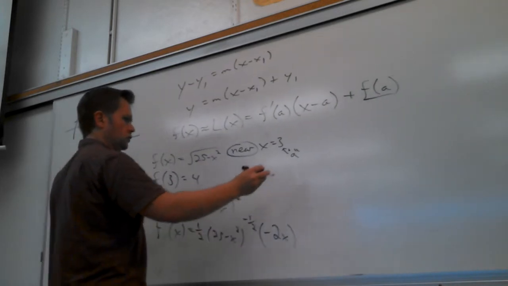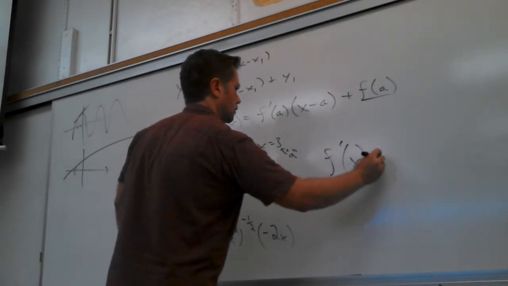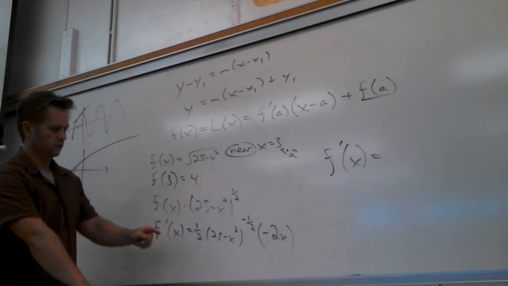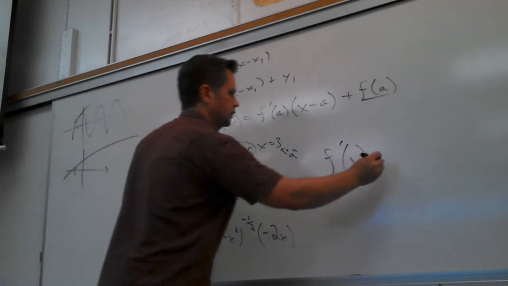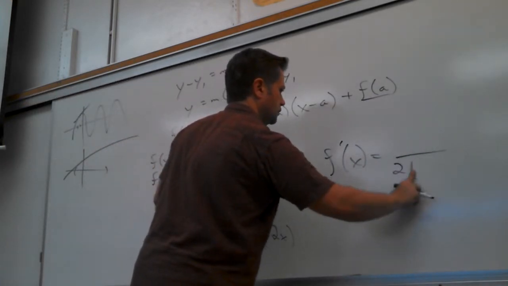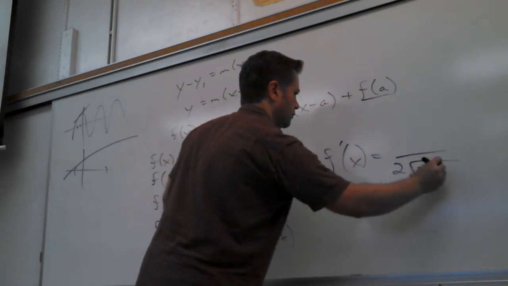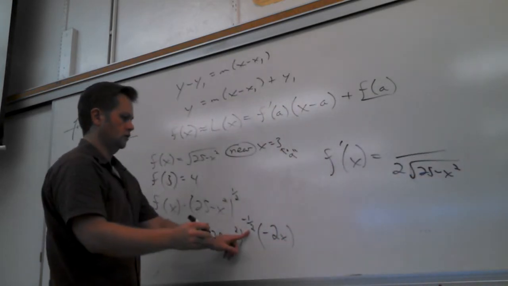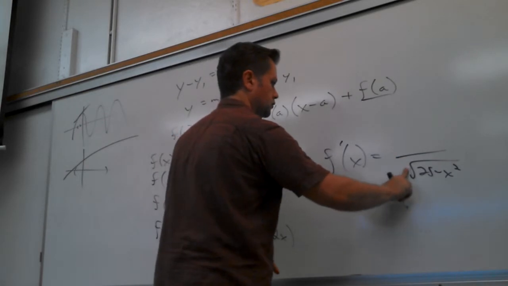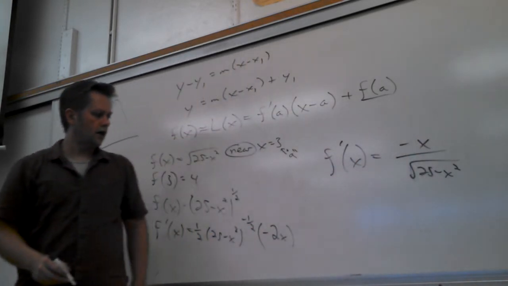So if I want to clean this up a little bit, what can go down? 25 minus x squared. There's a 2 down there already, so I get 2 times, let's just make it rad. Cancel the 2's. And then the negative 2x, cancel the 2's, I like it.